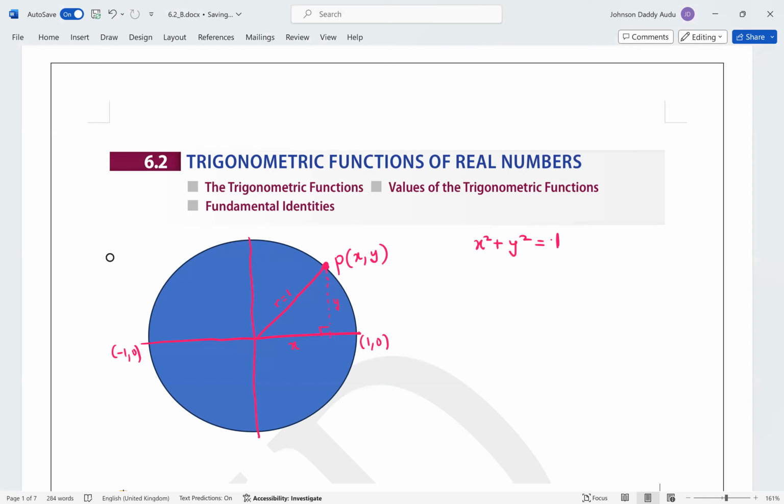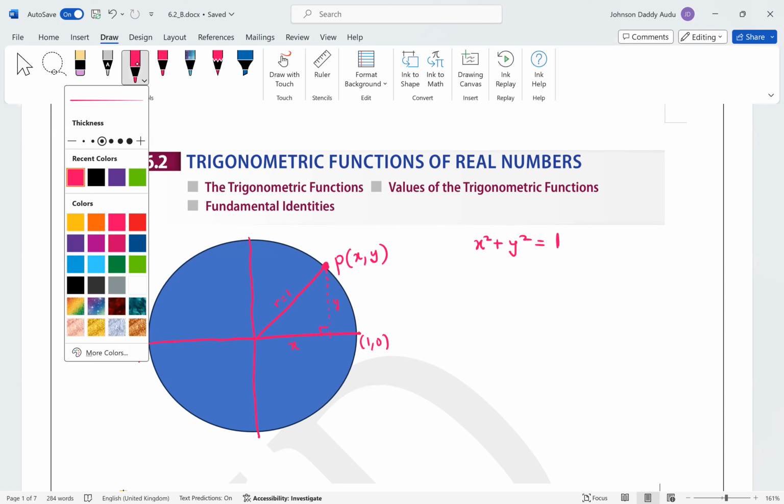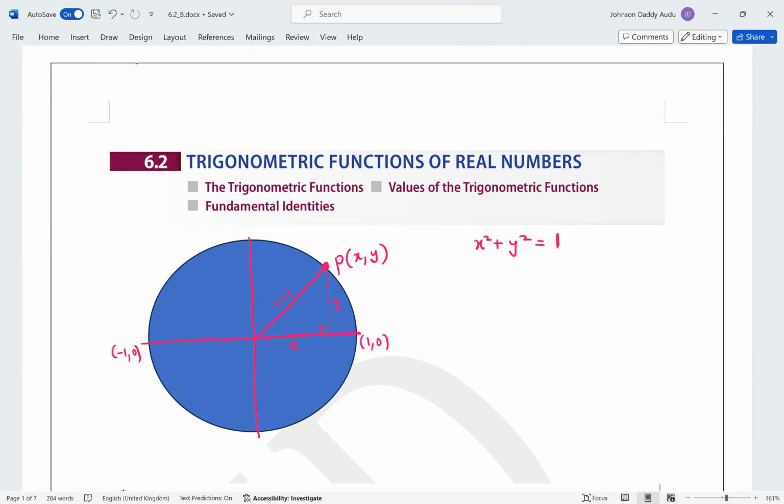Another thing we can see is that we have an arc length from here to here. This length we call S. And remember before we said this angle is theta. Since this is an arc length, S is equal to r theta, where S is the arc length from this point to the point P.